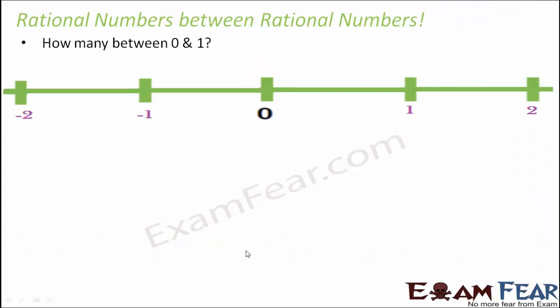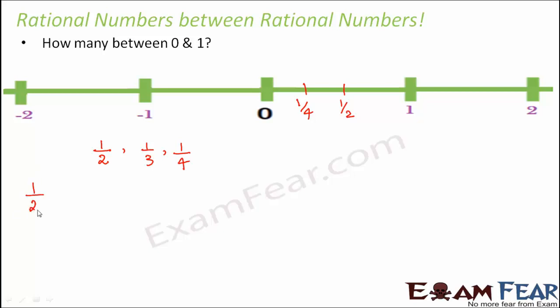So let us try to find rational numbers that exist between rational numbers. Let's say how many rational numbers would exist between 0 and 1. Let us try to find out. Already in one of the previous slides, we saw that between 0 and 1, you would have 1 by 2. Between 0 and 1 by 2, you would have something like 1 by 4. You would also have something like 1 by 3. So 1 by 2, 1 by 3, 1 by 4 are certain rational numbers which exist between 0 and 1. In fact, we saw it in one of the previous slides, right? But do you think that these are the only rational numbers existing between 0 and 1? No, that's not the case.